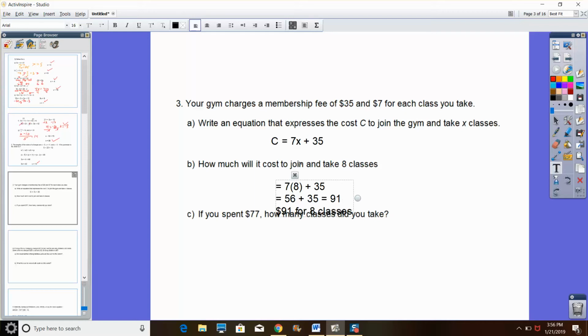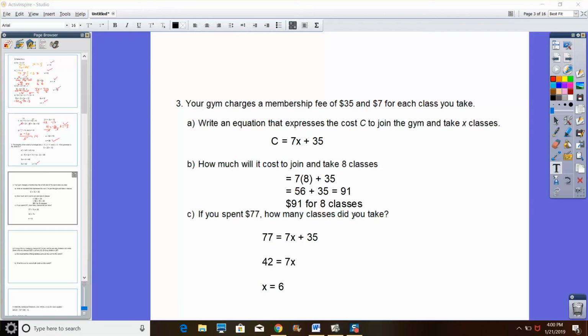$91 for 8 classes. Let me just move that up so you can see that. There we go. And if I spent $77, how many classes did you take? So this is one where you have to basically evaluate and solve an equation. So 77 equals 7x plus 35 is the equation we would solve here. We would subtract 35 on both sides. That would give us 42 equals 7x, which means that x equals 6, dividing by 7 on both sides. Okay, so we find that, we're good to go.